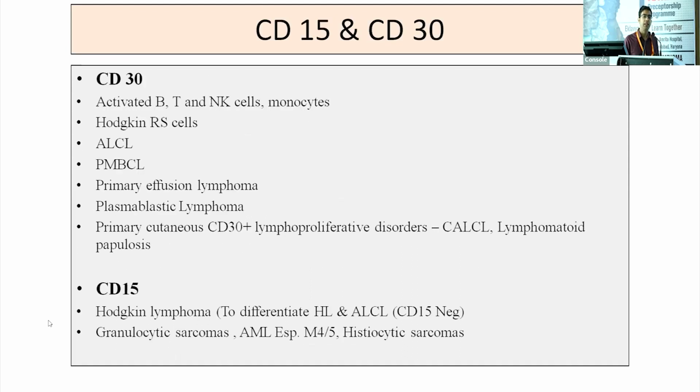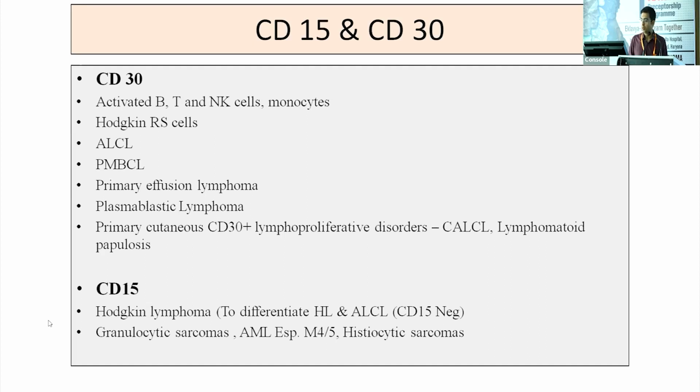CD30. CD30 is again a very important marker. It is shown in activated B cells, T cells, NK cells, and monocytes. The Hodgkin RS cells are the most important. It is positive in ALCL, and primary mediastinal B cell lymphoma. CD30 is very important to assess ALCL. It should be diffuse and strong positive. Otherwise, it cannot be ALCL.